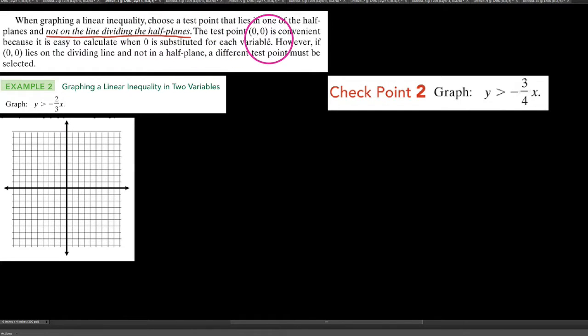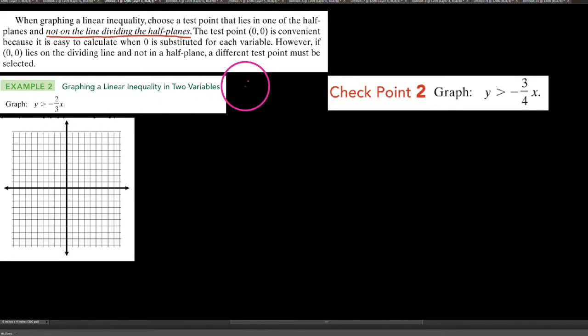So we say that the test point (0, 0) truly is convenient because it's easy to calculate when 0 is substituted for each variable. However, if (0, 0) lies on the dividing line and not in the half plane, then we have to choose a different test point. And so what we're going to do is look at this example here where we have y greater than, just greater than, negative 2/3 x.